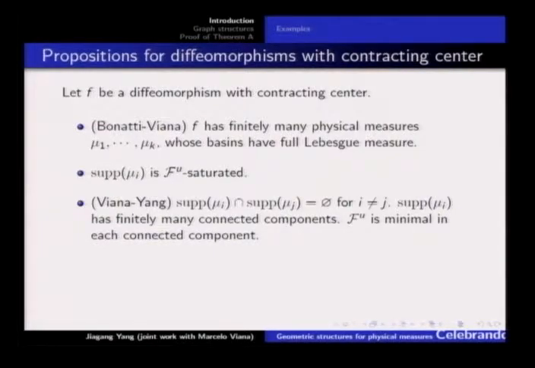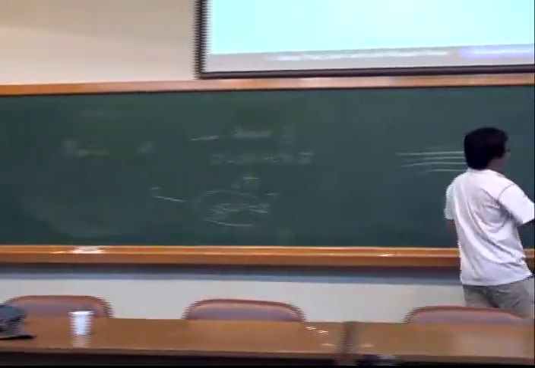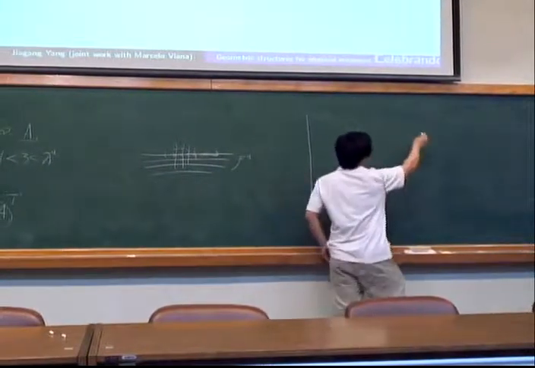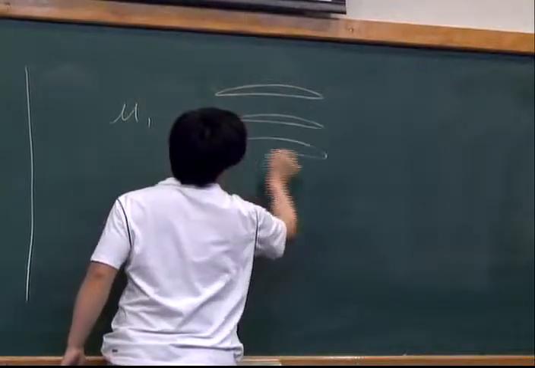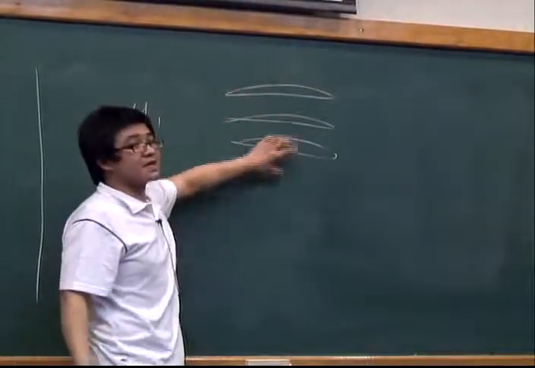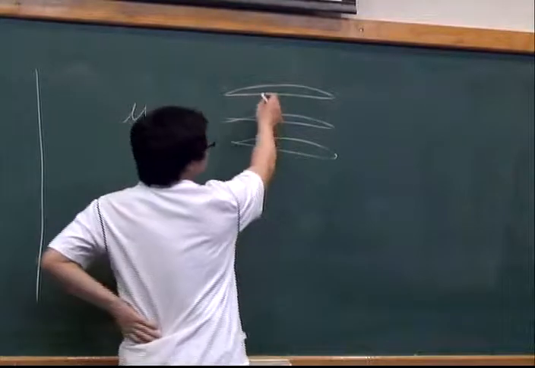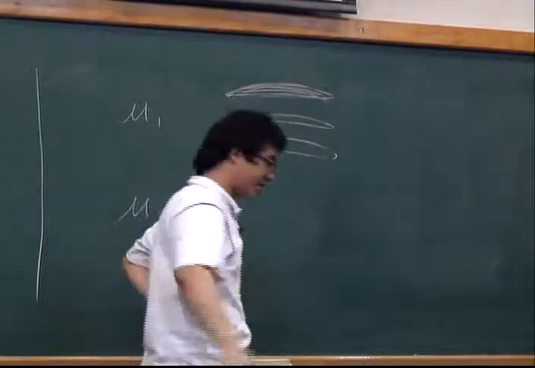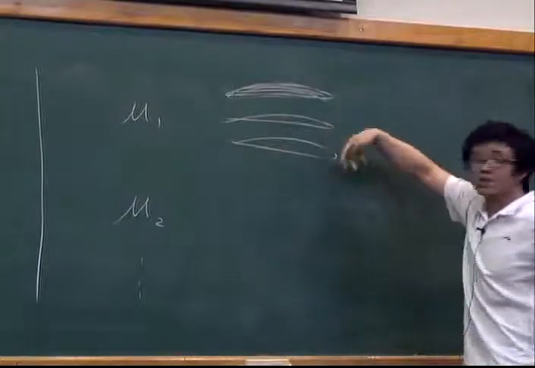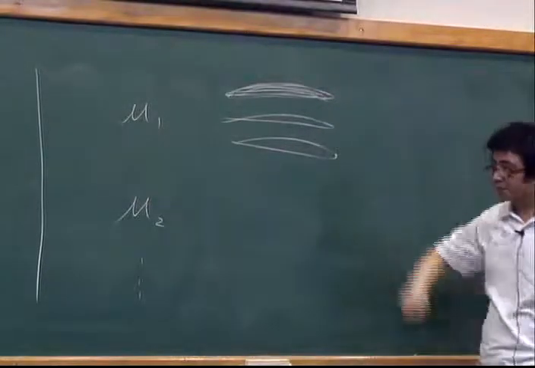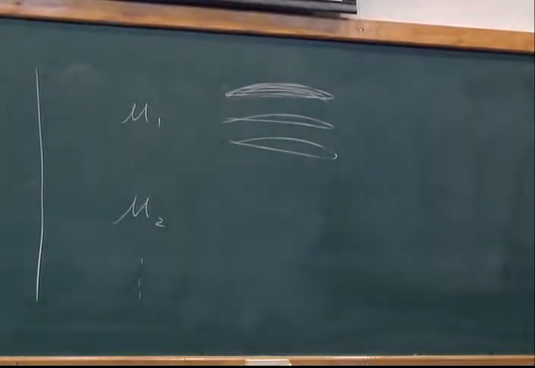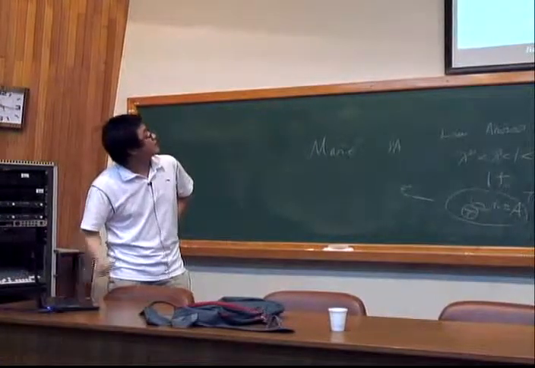Okay. So the picture is like this. We have mu1, mu2. Here you have some support. The support looks like this. You have finitely many connected components, and in each connected component, the unstable manifold is minimal. So each leaf is dense inside that connected component, and F permutes these connected components. So at least for the support, we have good information on the geometry. This is already known, and quite amazing.